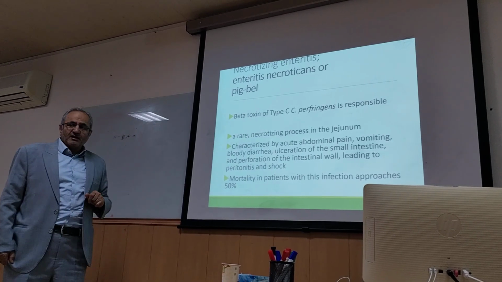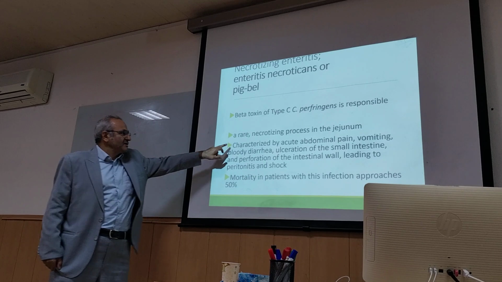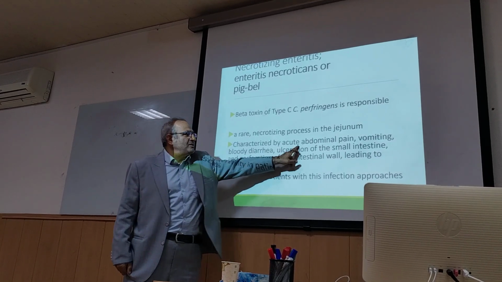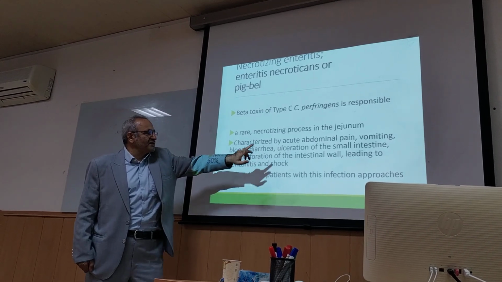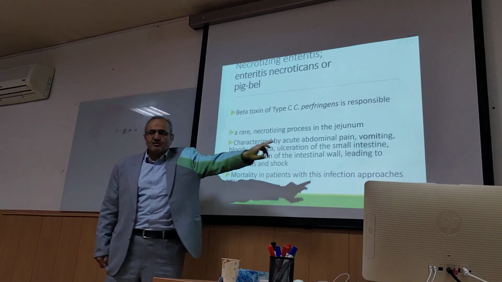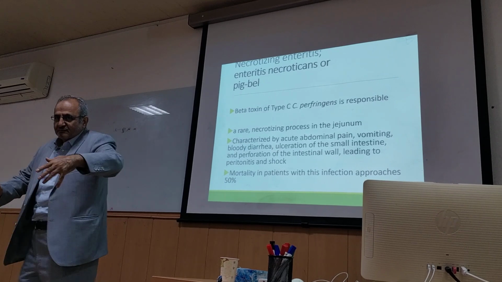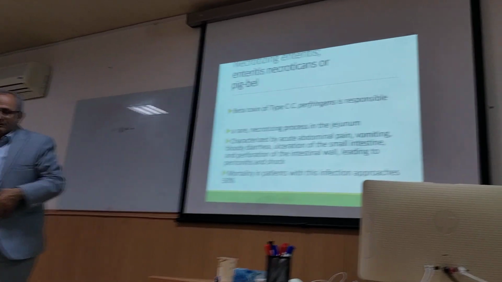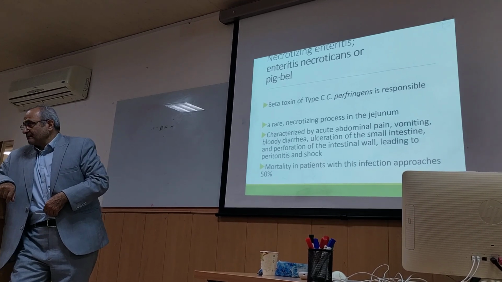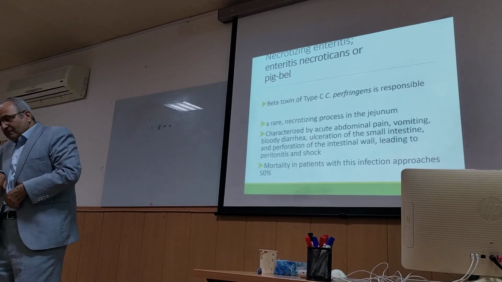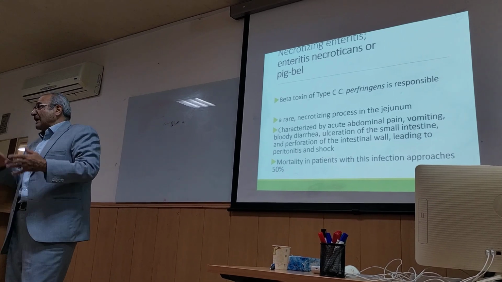Okay, what are the clinical signs? Here, tell me. Acute abdominal pain, vomiting, bloody diarrhea, ulceration of the small intestine. What is ulceration? Ulcer. When we have ulcers on the inside of the body, for example, the stomach. Yes, that's right.